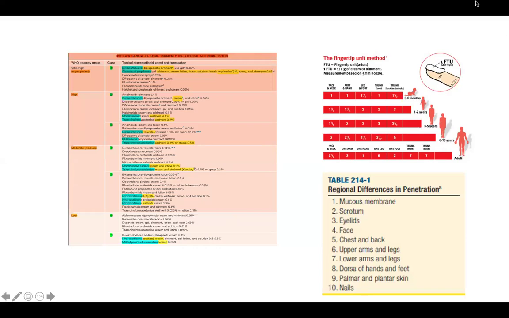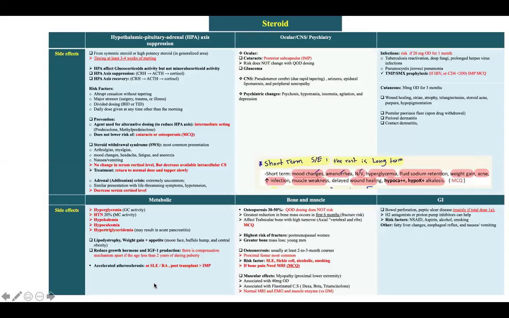We call it the one fingertip rule. Sometimes they ask in the exam, one fingertip rule, how many grams does it take? This is advanced information. But keep this near you if you need it in the clinic. Okay?